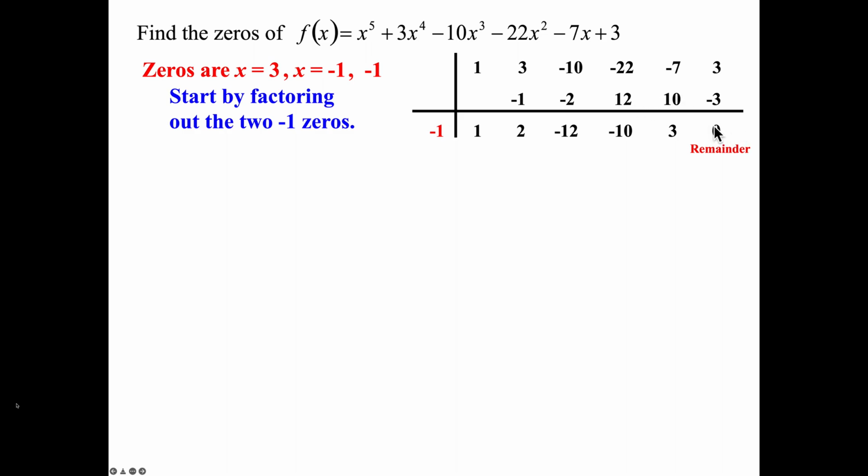Now what we just did is we went from x to the 5th to an x to the 4th. So right now, my polynomial is x to the 4th plus 2x cubed minus 12x squared minus 10x plus 3. But don't rewrite it as a polynomial. We don't need that right now. We have more factors to do.